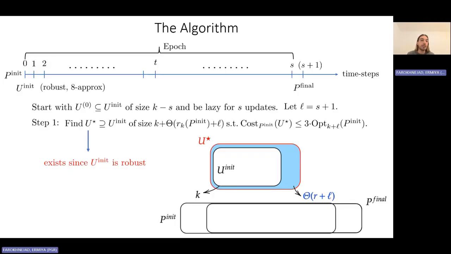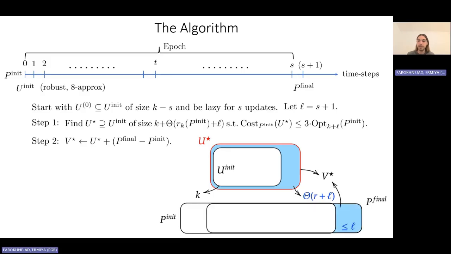Because we know that U init is a robust center, this U star exists because of the property of the robust centers. So we can find this. What's the next step? In the next step, we insert all of the points that are in P final but are not in P initial to the solution U star and get the solution V star.